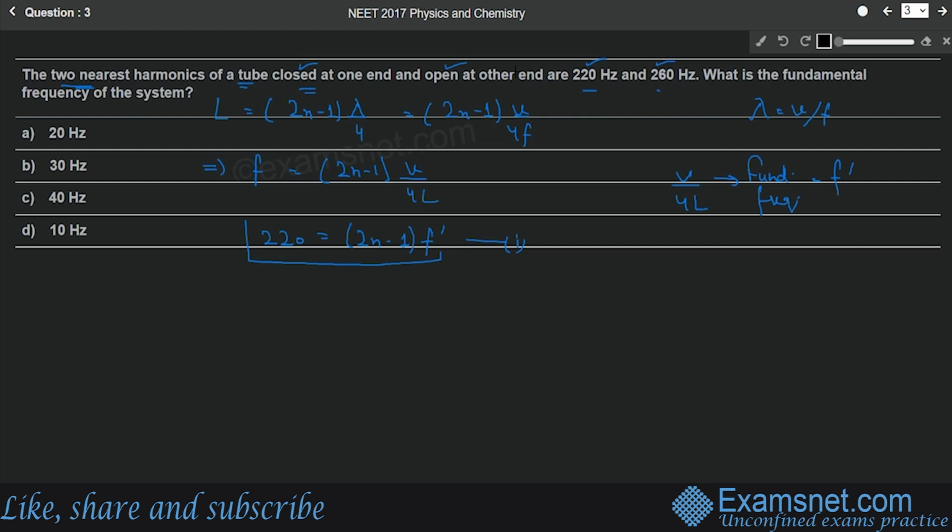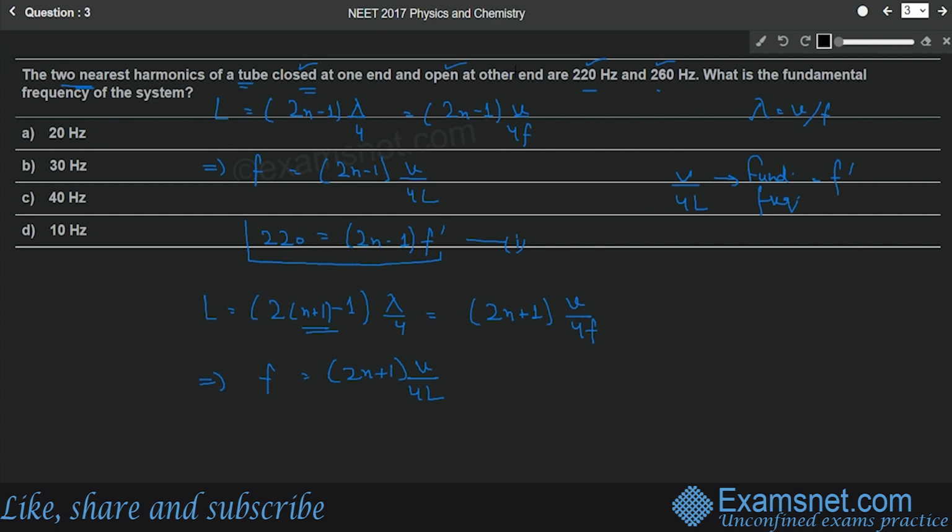Now for the next nearest harmonic, the value of length will be equal to (2(n plus 1) minus 1) into lambda by 4. That means the same formula is applied here, just in place of n we have written n plus 1. So again we can write it in terms of frequency, and on solving this we'll get (2n plus 1), and lambda by 4 will be equal to velocity upon 4f. So again we'll write frequency equals (2n plus 1) velocity upon 4L, right?